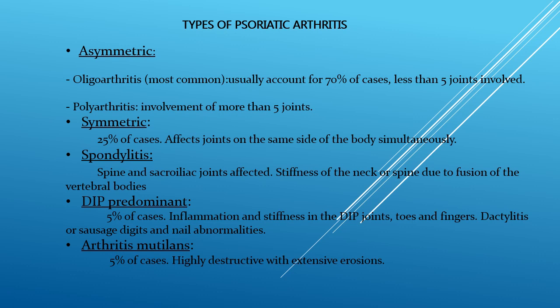Next is DIP predominant, that is distal interphalangeal joint predominant. It accounts for 5% of the cases and there will be inflammation and stiffness in the DIP joints, toes and fingers. Because it affects distal interphalangeal joints, there will be dactylitis or sausage digits and nail abnormalities. Next variant is arthritis mutilans. It accounts for 5% of the cases and it is the highly destructive type with extensive erosions.